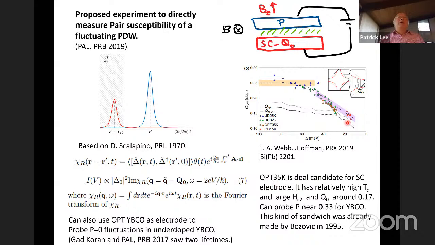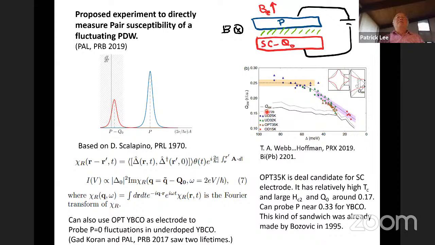The charge density Q has been measured as a function of doping, actually. Let's consider a bunch of these dopings. Interestingly, the Q is very small. It ranges from 1/4 down to about 0.15 or so. If you look at the optimally doped single layer Bi2201, the Q is about 0.15 right here, in this cluster.